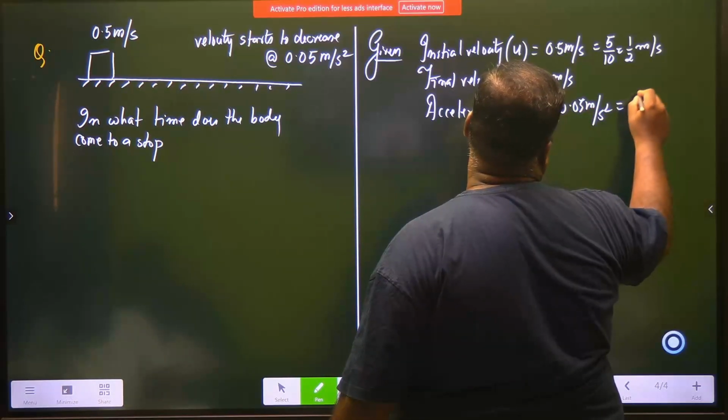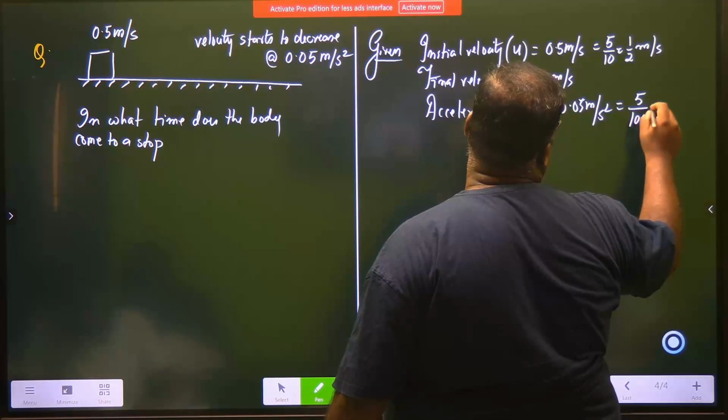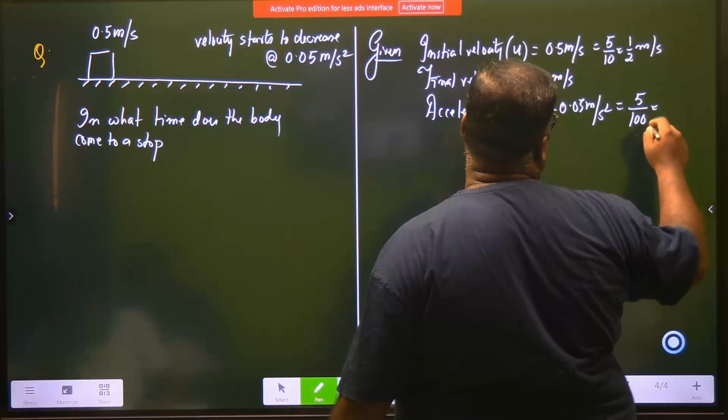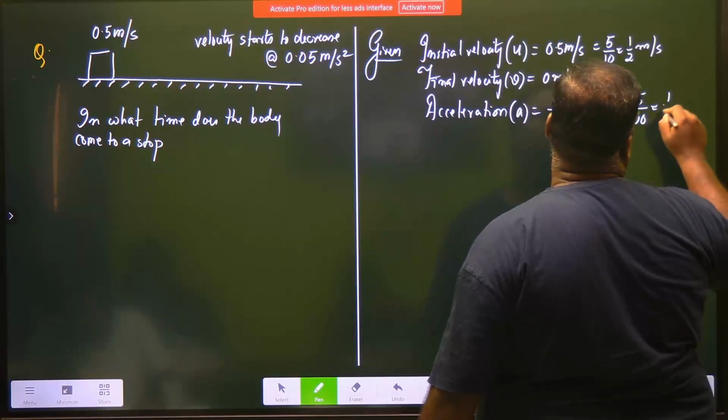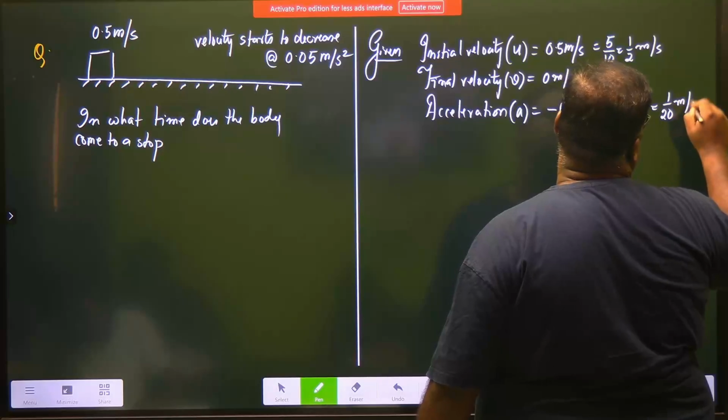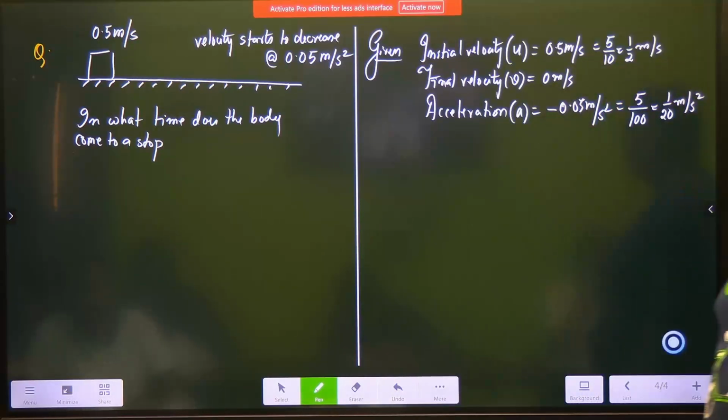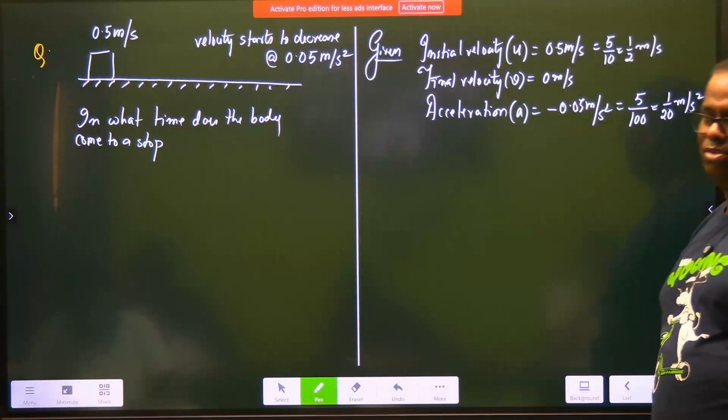Let's take that also properly. This is 5/100, which is equal to how much? 5 on the 5, 5 by 20. 1/20 meter per second square. It becomes easy with fractions.